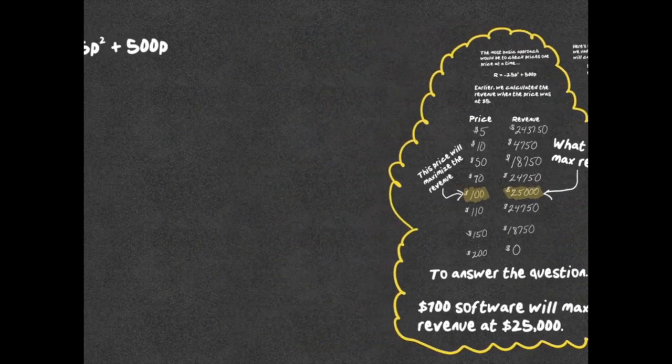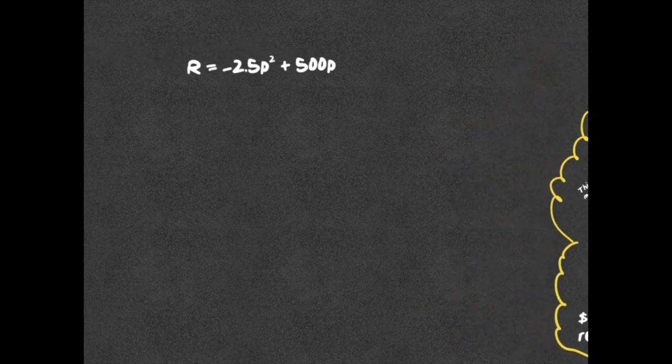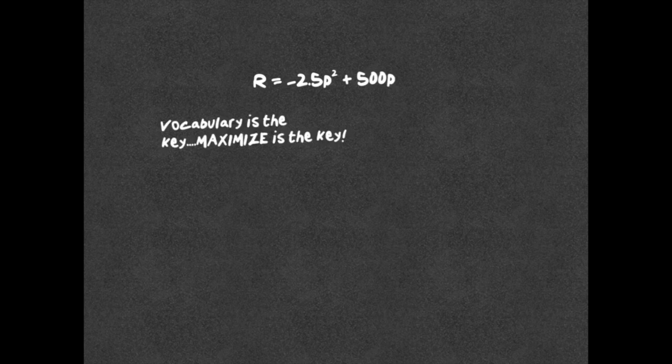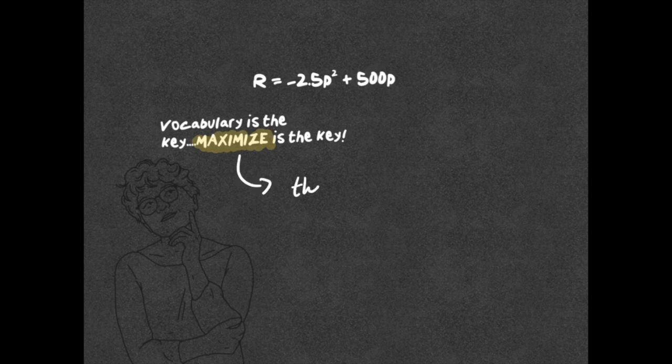So let's take a look back at the function. R is equal to negative 2.5p squared plus 500p. And remember, vocabulary is the key. The word maximize is very important. So when we say maximize, what we're really trying to figure out is the vertex.